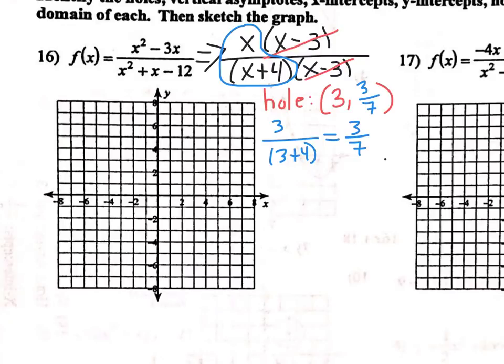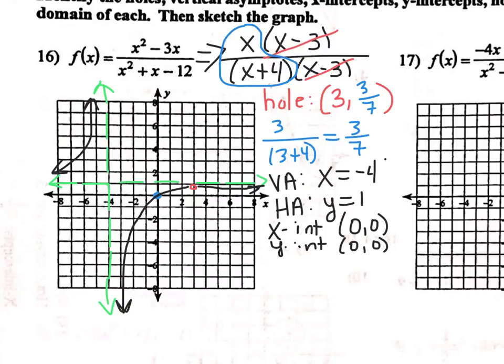So at 3, 3 over 7, I have a hole. So 3 over 7, it's probably right around in here somewhere. Okay, and the next thing I'm going to do is find some of these other points that we need, like the vertical asymptote, etc.